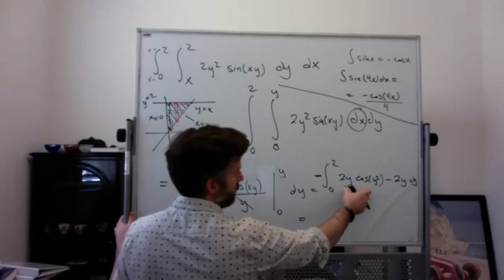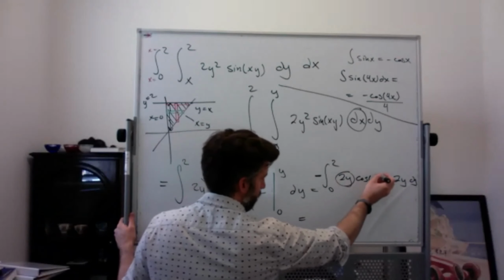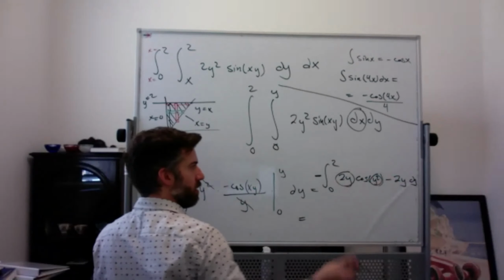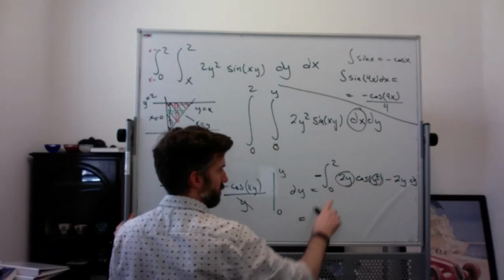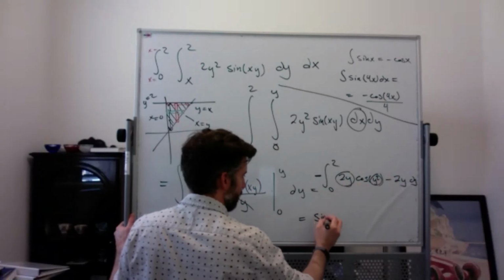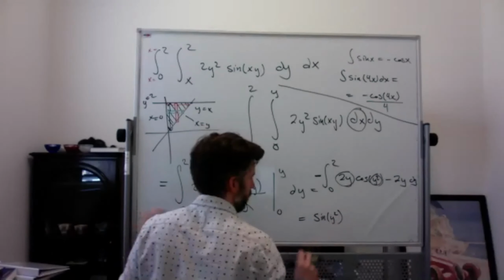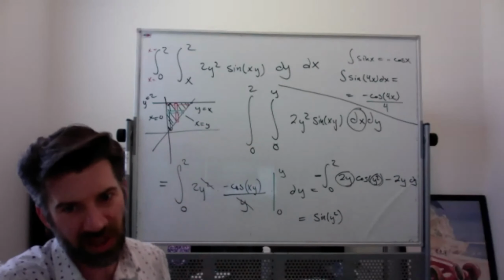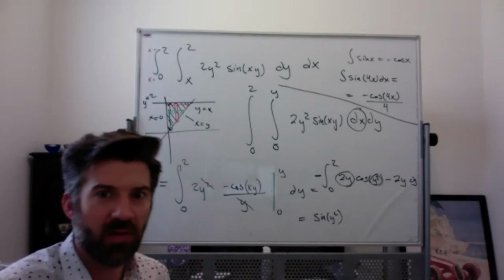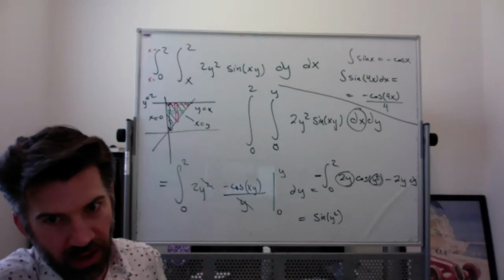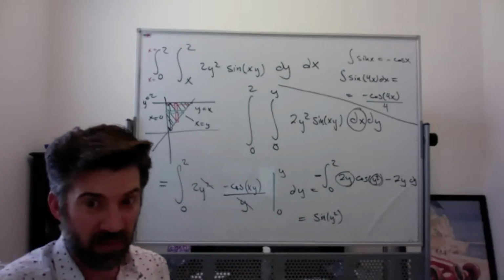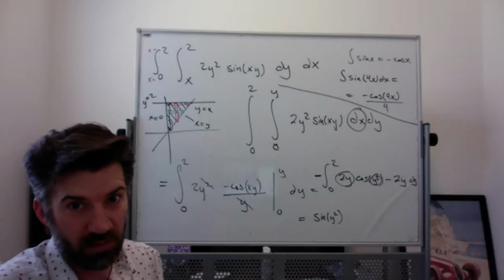So here's what I see. I see that 2y is exactly the derivative of y squared. So the integral of cosine of y squared times 2y is just sine of y squared. I did the u substitution, right? I said, oh, u is y squared, du is 2y. I have cosine of u, the antiderivative is sine of u, which is sine of y squared.